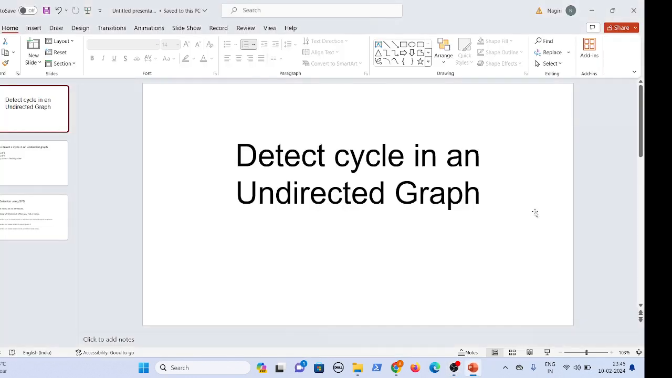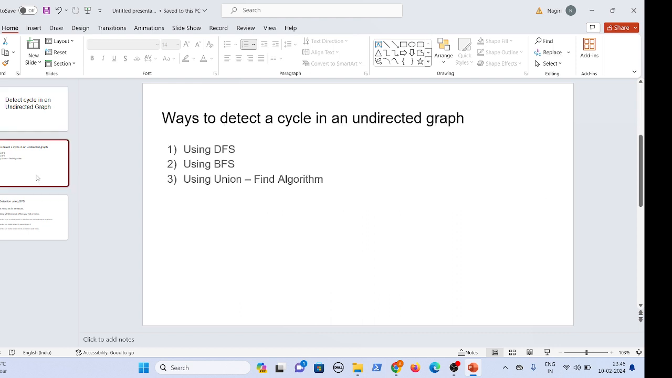Hi guys, we'll start discussing cycle detection in an undirected graph. We already spoke about cycle detection in a directed graph using DFS and topological sort. Now we'll see various ways of cycle detection in an undirected graph. There are three ways as mentioned here. One is using DFS, the second is using BFS, and the third is using the union find algorithm.